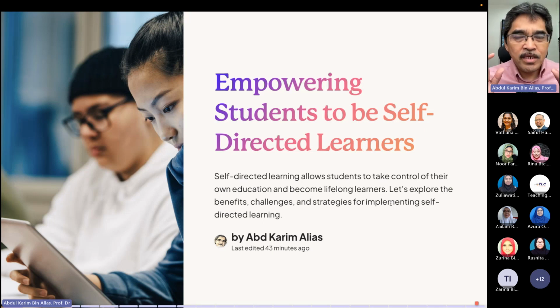The term that I use here, empowering, meaning that we are giving the power, mengupayakan kalau dalam bahasa Malaysia. Kita nak upayakan student. We want them to have the ability and the capacity to learn. We want them to become smart, efficient, effective learners. So empowering students to be self-directed learners, making them independent learners, smart and efficient learners. That's the gist or the essence of the topic today.